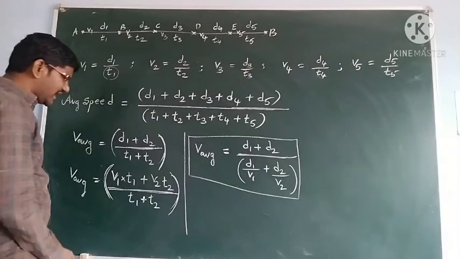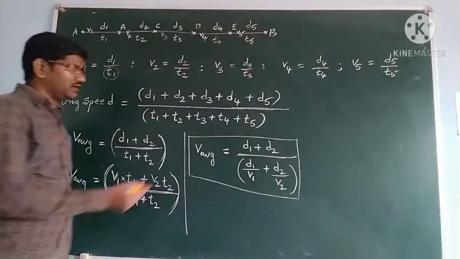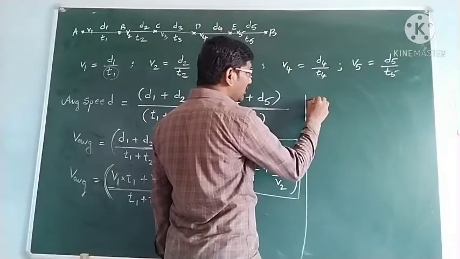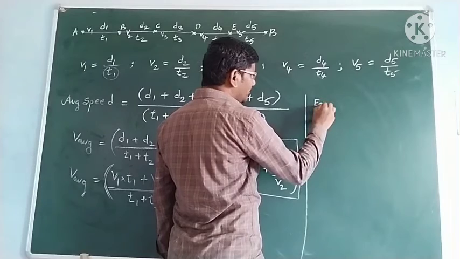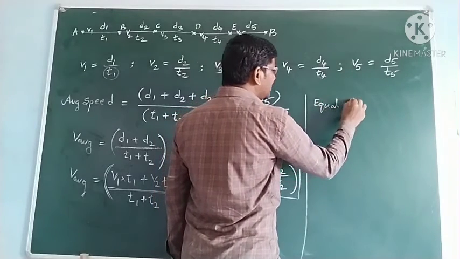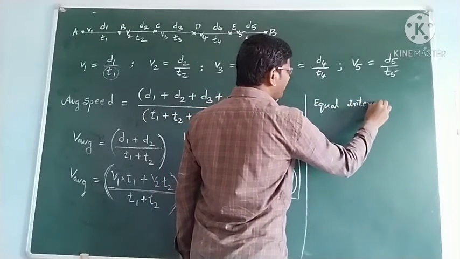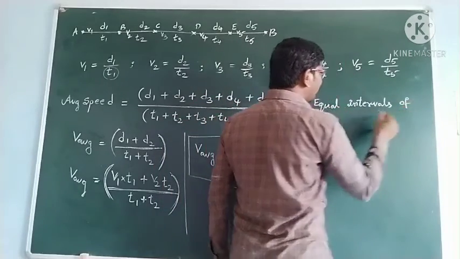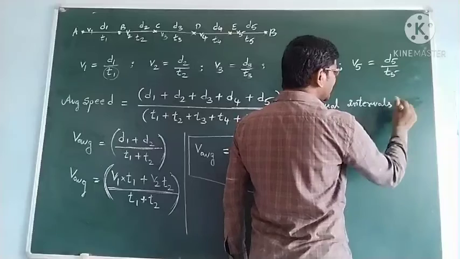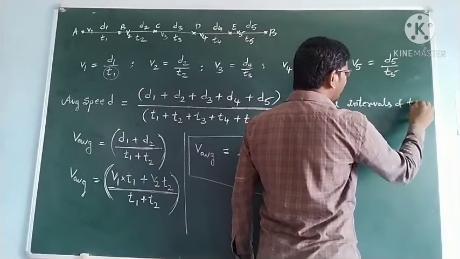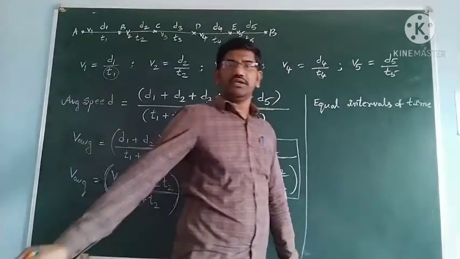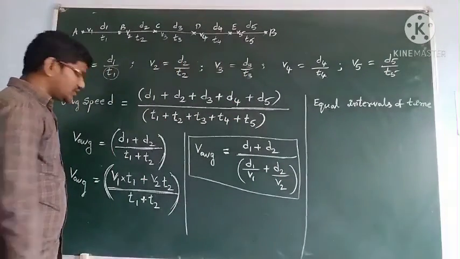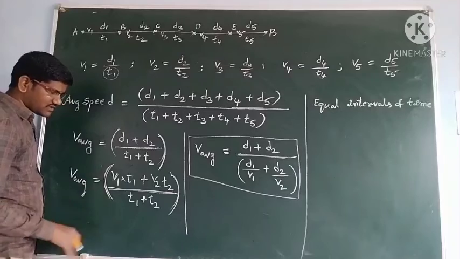if times are equal, then how does the formula change? You see, two equal intervals of time. If you have equal intervals of time, then how will the average speed change? You are seeing, times I have, speeds I have, equal intervals, times are same.